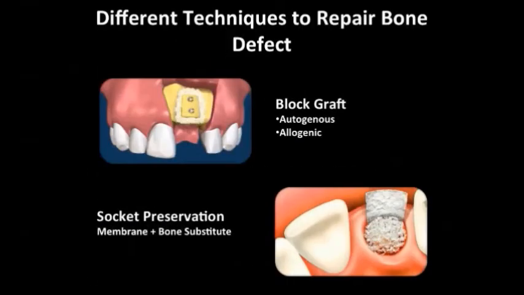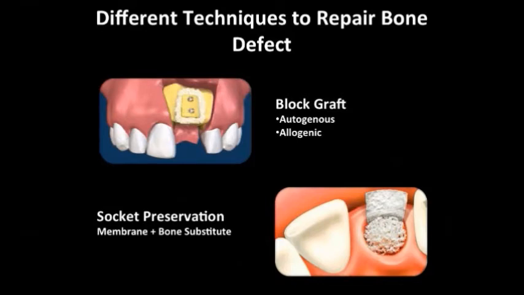There are many different ways and techniques to repair bone defects. One common way of doing this, as you can see here on the top, is using a block graft. It can be either an autogenous block graft or an allogenic block graft. I used to use this before, and I still use it sometimes, but I've noticed that lots of people don't have the tools or the skills to do this kind of block graft, as you have to go through a site and augment a big chunk of bone.